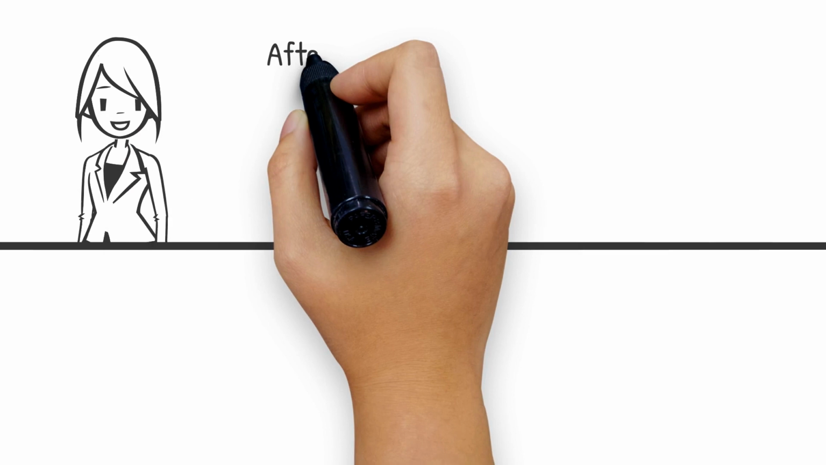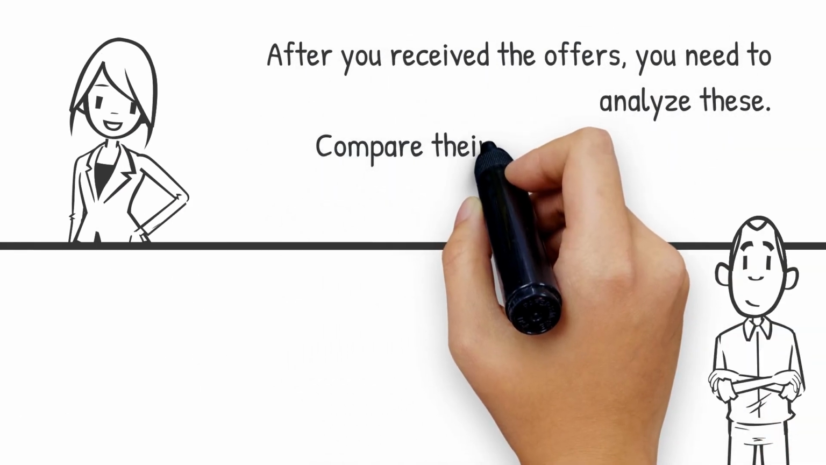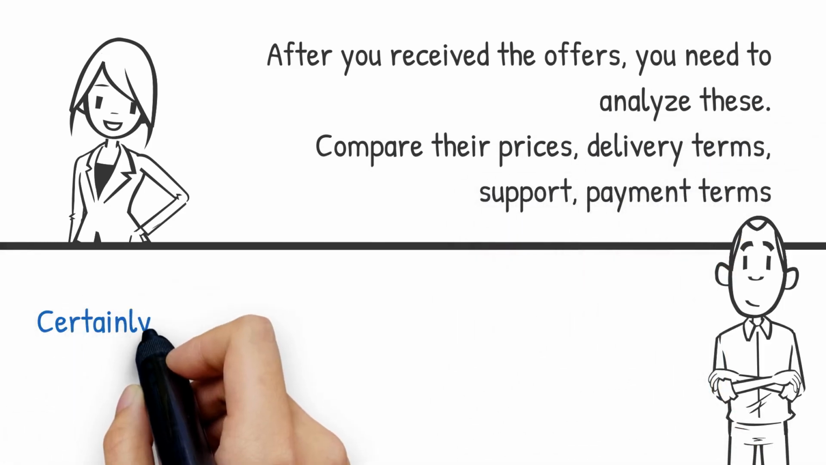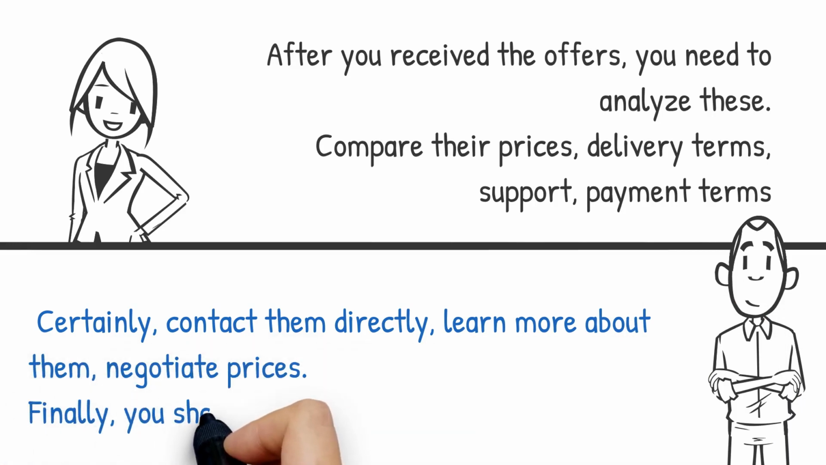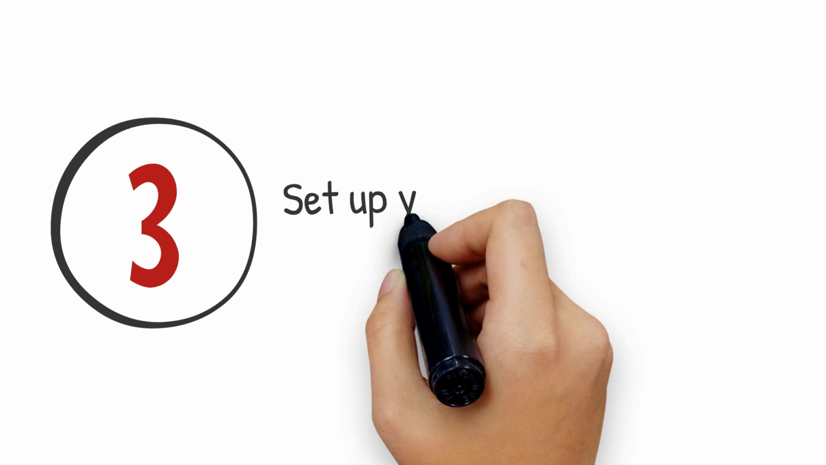After you receive the offers, you need to analyze these. Compare their prices, delivery terms, support, payment terms, etc. Certainly, contact them directly, learn more about them, negotiate prices. Finally, you should be able to pick suppliers. Step 3. Set up your business website.